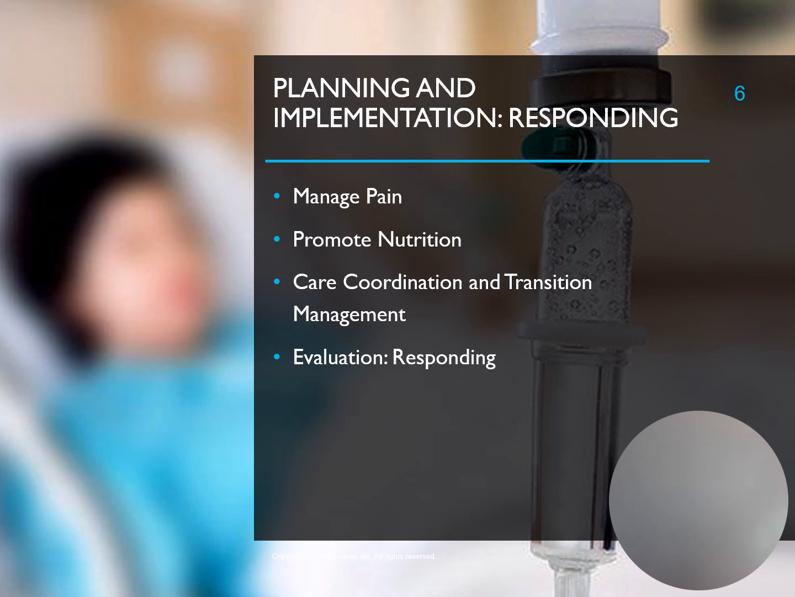With the care coordination and transition, this is basically looking at management for home care and teaching the client how to self-manage. And of course, after we do any interventions, the nurse needs to evaluate. Did what we do work? And if not, what do I need to do differently?